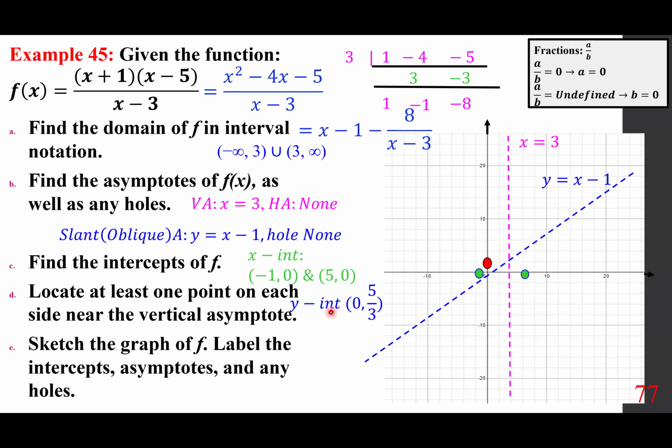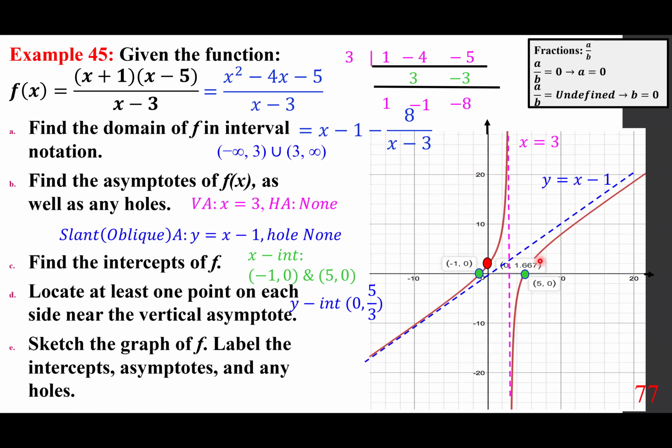Locate at least 1 point on each side near the vertical asymptote. We already have 2 points here and 1 point here. We don't need anything else. To sketch it, basically, this goes through that, and along the vertical asymptote as well as the oblique asymptote. That's the graph. You can add calculus if you want. Doesn't do much.